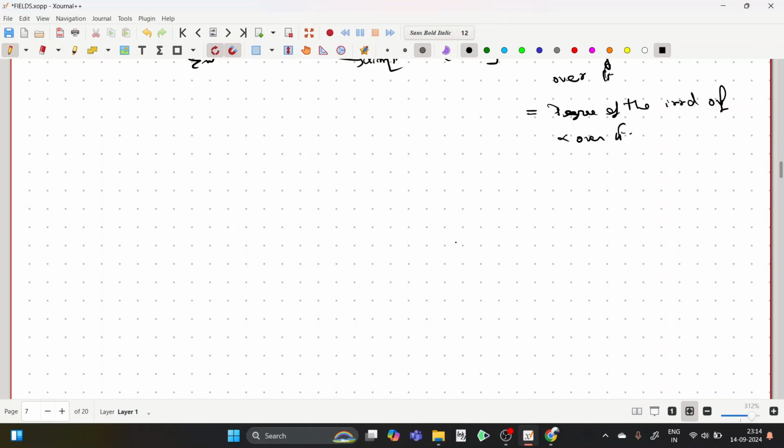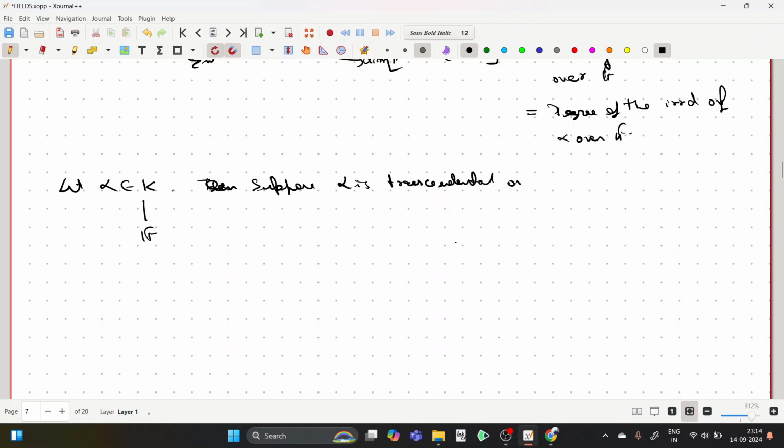So let me go by the same steps as previous. Let alpha be an element of K, K be a field extension over F. Then, suppose alpha is transcendental.